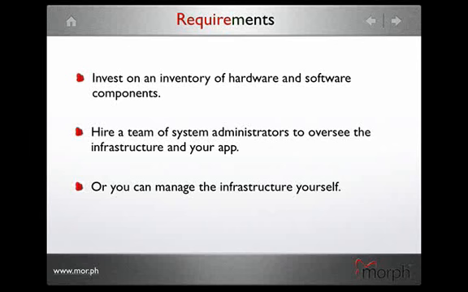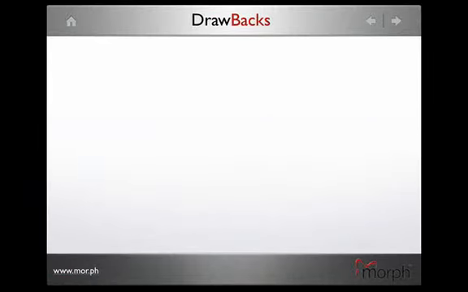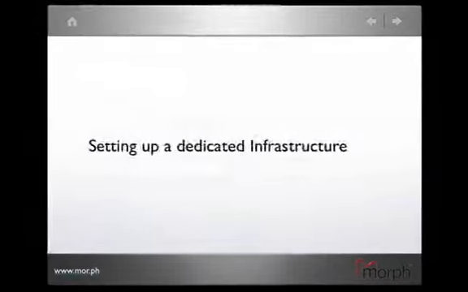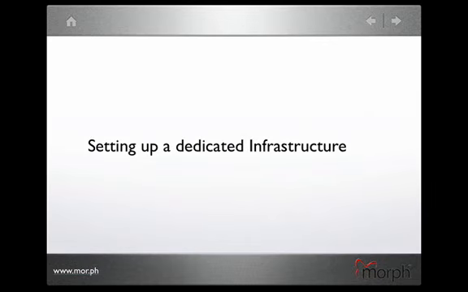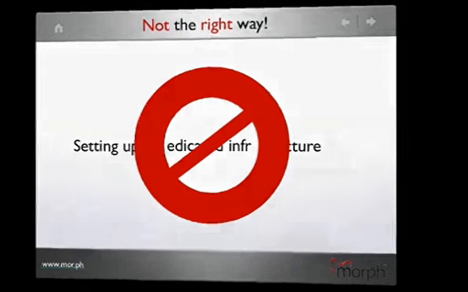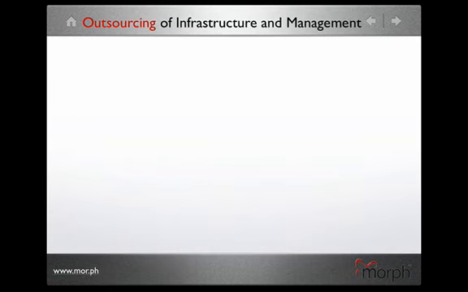Now let's move on to the next slide and talk about the disadvantages of this delivery method based on these requirements. The disadvantages are high startup costs, high maintenance costs, and it's time and effort consuming. So based on these disadvantages, you can say that setting up a dedicated infrastructure is not the right way to deliver your web application. So now let's talk about the second delivery method, which is the outsourcing of the infrastructure and its management.